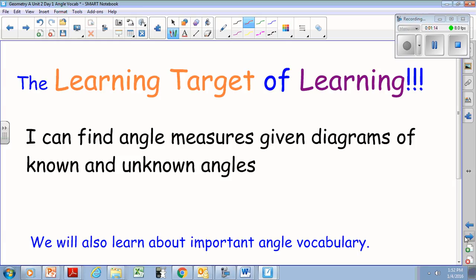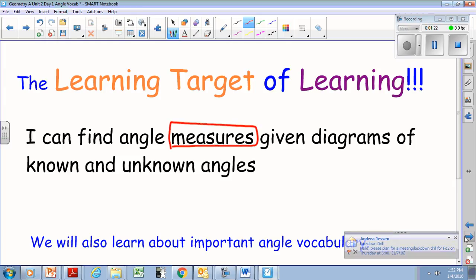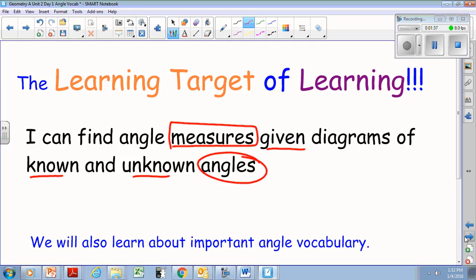I can find angle measures. Ooh, I like the word measures. I hope you guys use that word a lot because it's a math word. I find angle measures given diagrams. Ooh, given. Underline given. I like that. That's like math talk. Given diagrams of known and unknown angles. All right. Known and unknown. And I'll circle angles.